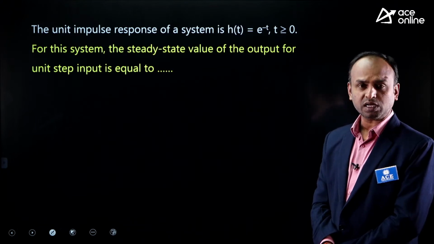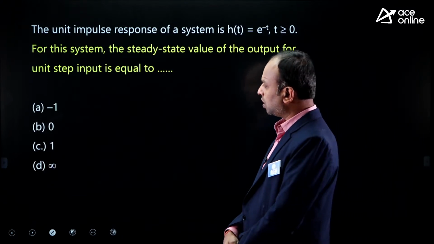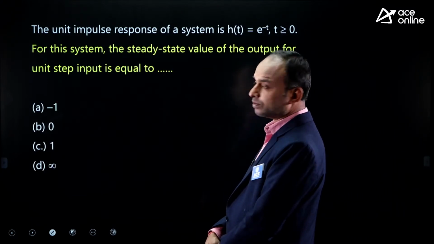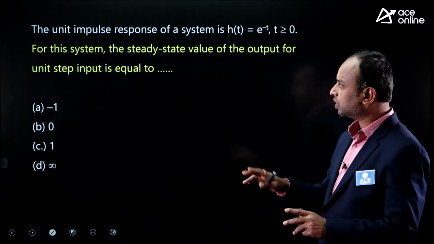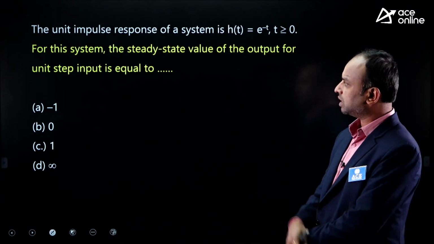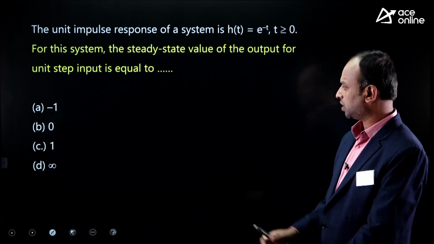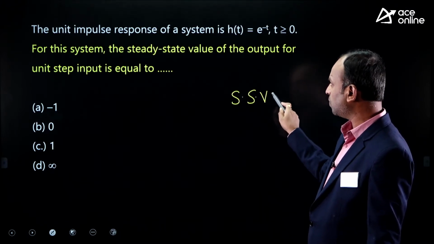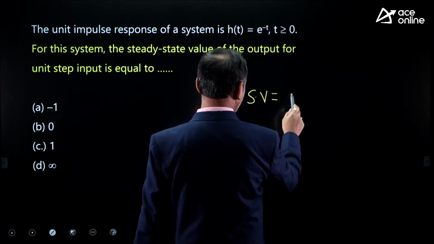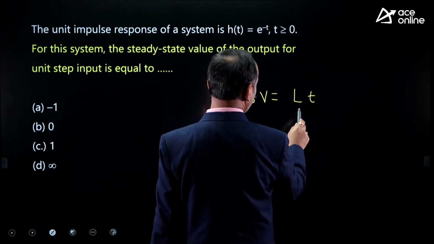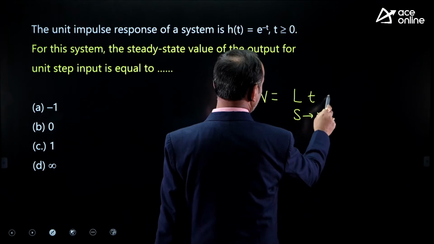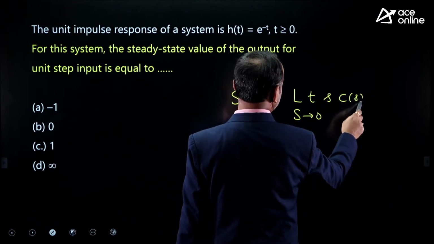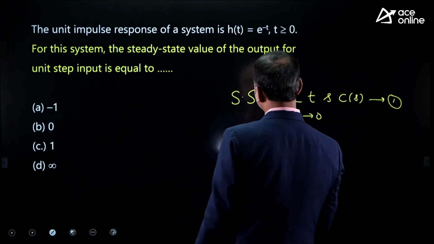This model is very important. Now these are the options here. While typing, put SSV, steady state value, or steady state output. Steady state output equals the formula limit s tends to 0, s into C of s. This is equation number 1.